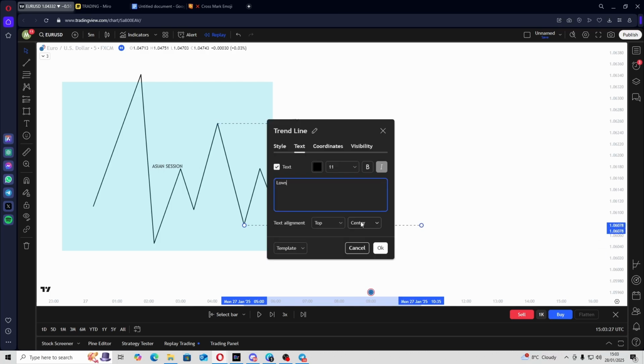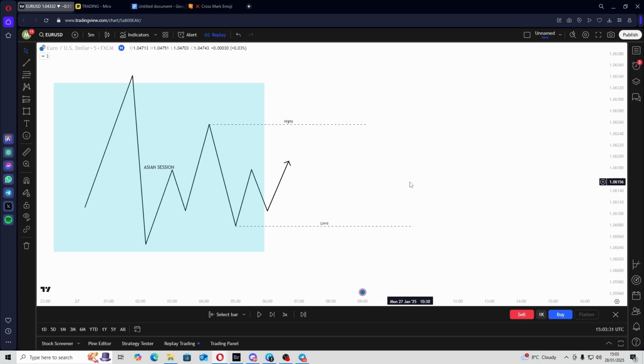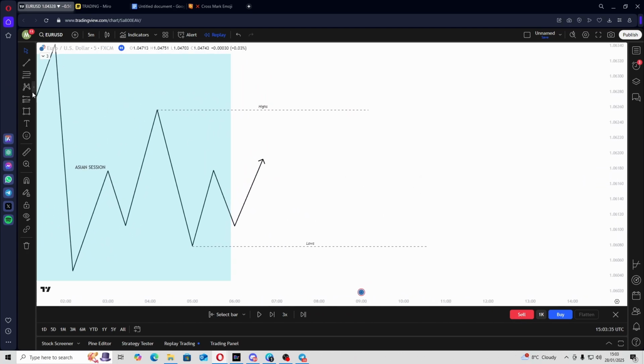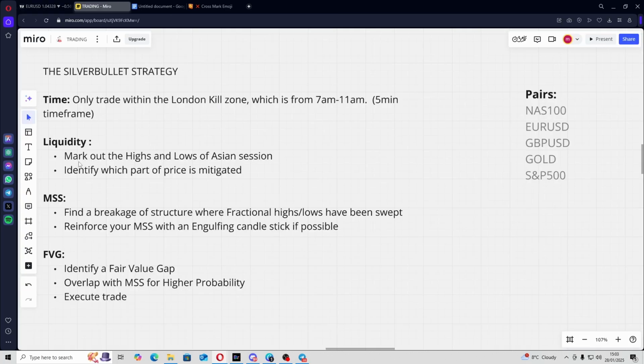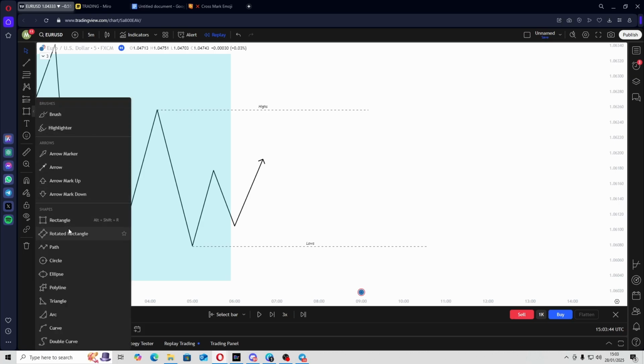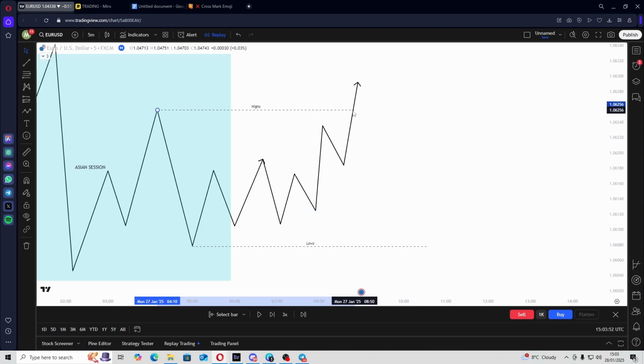Make sure you listen very, very carefully, because this can be the thing that changes you from broke to profitable. Now we've got the highs and the lows. All we need to do is wait for price to take out one of these two. We need to identify which part of price is actually mitigated. Let's say it took out the highs, because we already took out the lows in this video. So the highs have been swept.